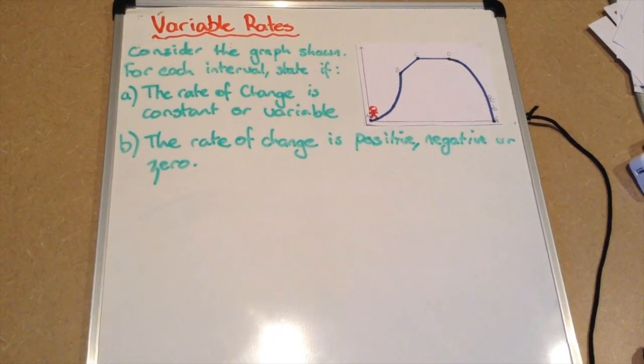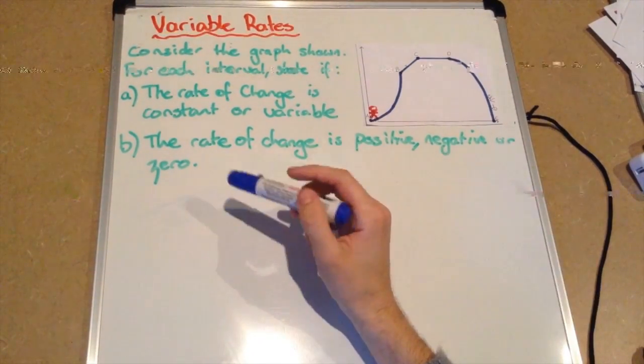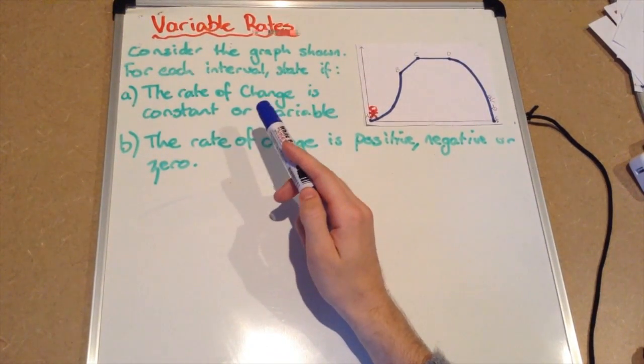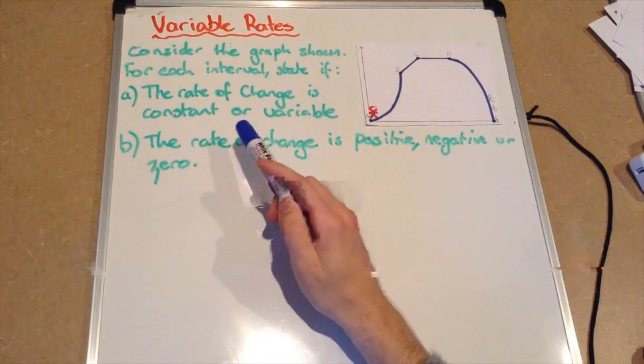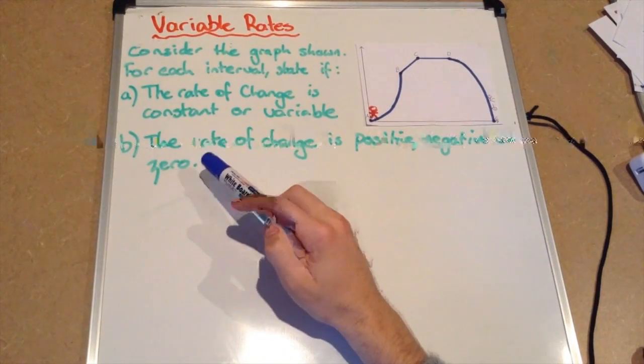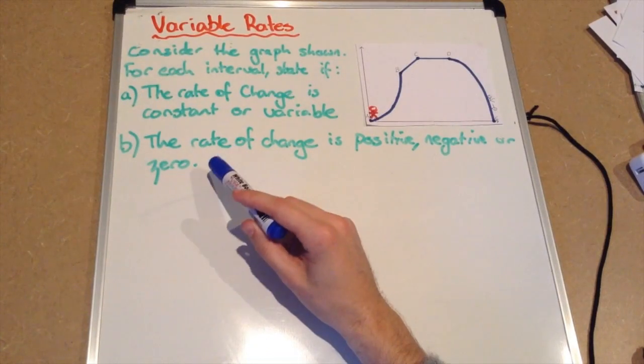Alright, so let's have a look at this graph and apply it to the following question on variable rates. So consider the graph shown. For each interval, state A, whether the rate of change is constant or variable, and B, whether the rate of change is positive, negative or 0.